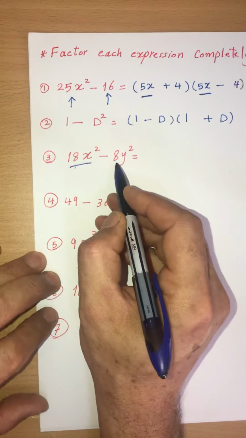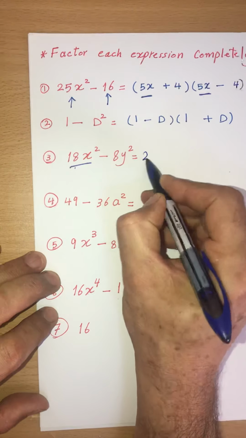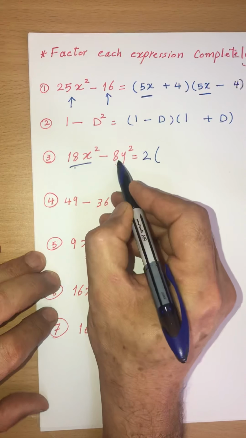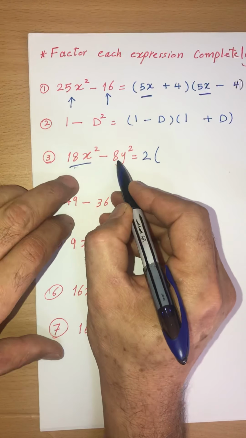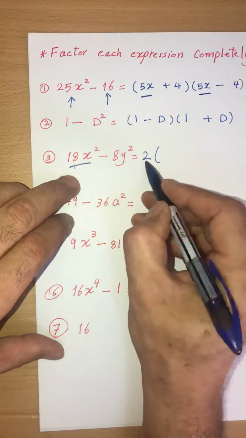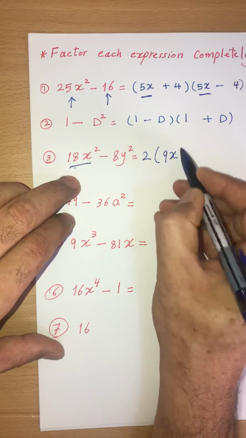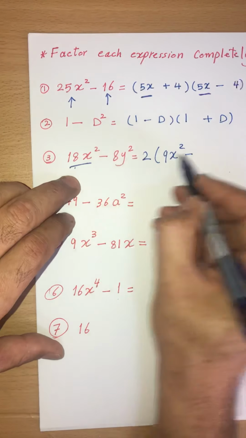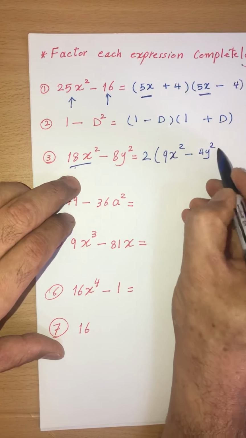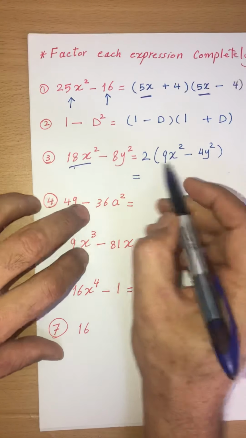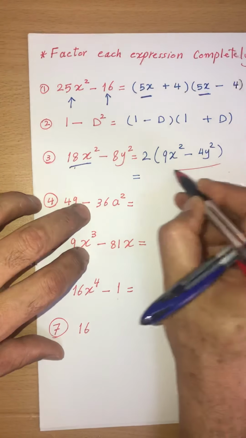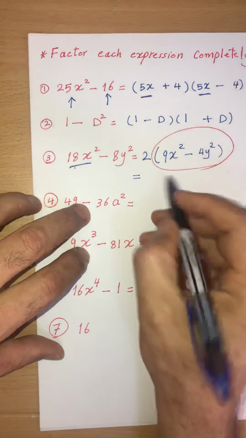Also 8 is not. So you have a common factor. Just take 2 as a common factor. 18 and 8 are divisible by 2. When you take 2 as a common factor, 18 divided by 2 equals 9x squared minus 8 divided by 2, 4y squared. After taking the 2, look at this one. You have a difference of two squares now. You can factor here.